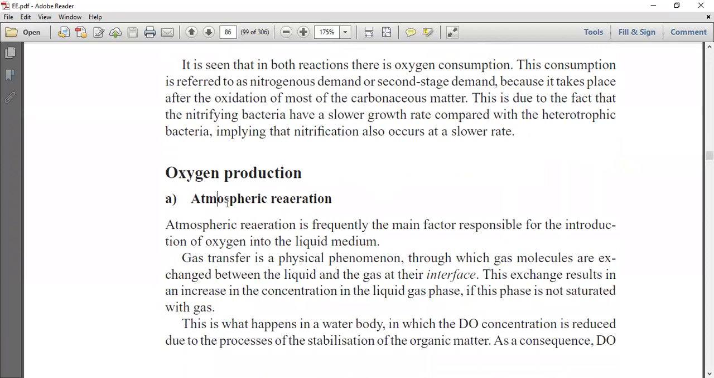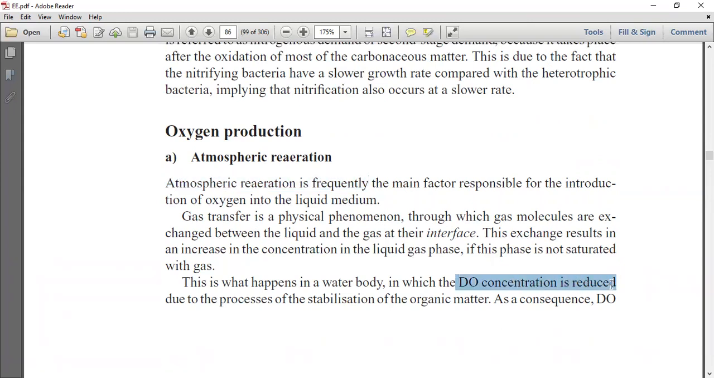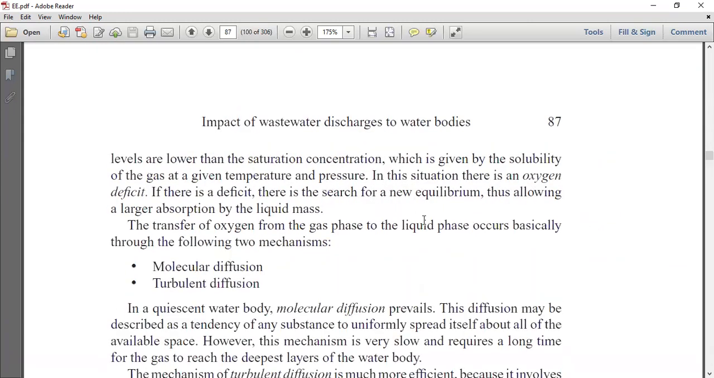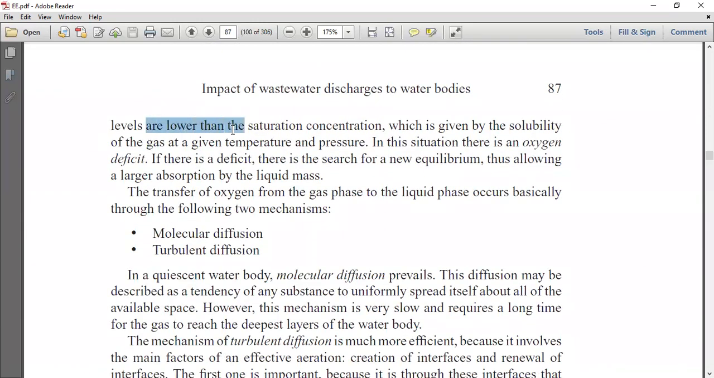Oxygen production. The first is the atmospheric reaeration. Atmospheric reaeration is frequently the main factor responsible for the introduction of oxygen into the liquid medium. Gas transfer is a physical phenomenon through which gas molecules are exchanged between the liquid and the gas at their interface. This exchange results in an increase in the concentration in the liquid phase, if this phase is not saturated with gas. This is what happens in the water body, in which the DO concentration is reduced due to the process of stabilization of the organic matter. As a consequence, DO levels are lower than the saturation concentration, which is given by the solubility of the gas at a given temperature and pressure. In this situation, there is an oxygen deficit.